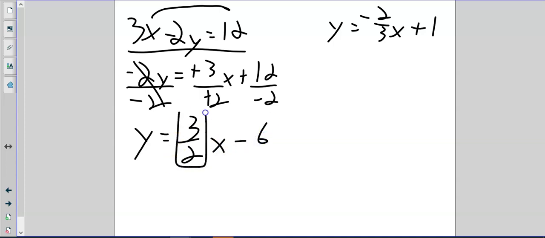The slope of my line is right here, 3/2. Over here, this one's already done for me. I just need to identify my slope, -2/3. One's positive, one's negative. 3/2 is the reciprocal of 2/3. So these two are not parallel. These two are perpendicular. And that's it.